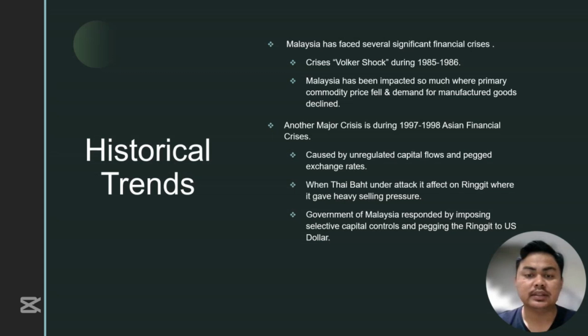This is because when the Thai baht came under speculative attack, the ringgit saw heavy selling pressure, causing it to plunge to a low of about 4.90 ringgit against the US dollar in 1997. So, the Malaysian government responded by imposing selective capital controls and pegging the ringgit to the US dollar at 3 ringgit and 80 cents per US dollar.